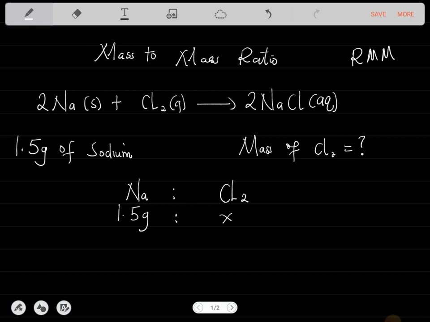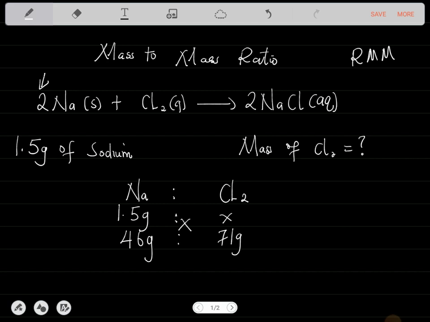And how do we get the relative molecular mass? The first thing is to look at sodium. The mass number of sodium on the periodic table is 23. But how many are there here? There are 2 of them. So you end up getting 46 grams. We do the same for chlorine. Chlorine on the periodic table is 35.5. But how many are there? There are 2. So 2 multiplied by 35.5, we get 71 grams. So this is what we do in terms of mass to mass ratio.